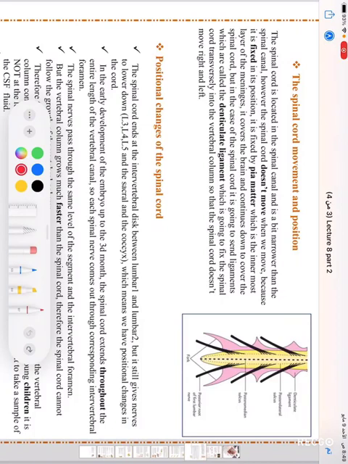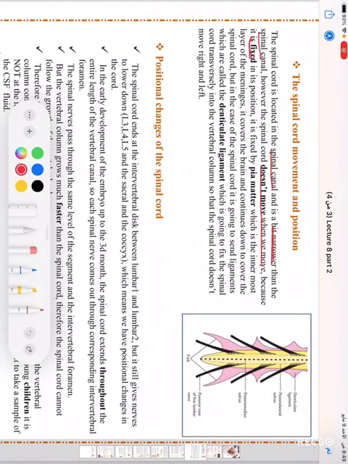Let's move to the movement of the spinal cord inside the spinal canal in the vertebral column. The spinal cord is located in the spinal canal, and it is quite narrower than the spinal canal. However, the spinal cord does not move when we move because it's fixed.